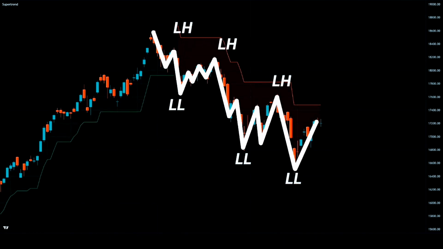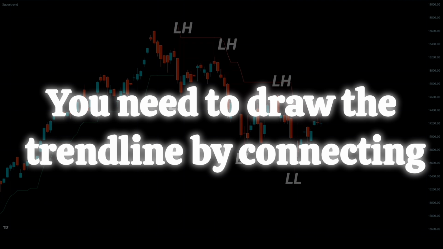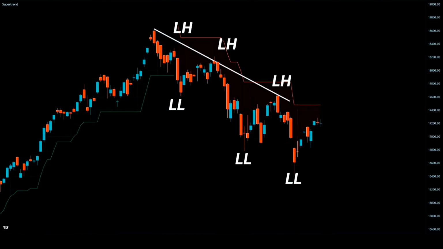Since it's a downtrend, we'll draw the trend line above the candles. It's very simple. You need to draw the trend line by connecting the maximum lower highs. So we've drawn a trend line here. Since the price has been rejected multiple times at this level and moved downward, this is a key level for the price. Now we need to wait for a breakout of this trend line.